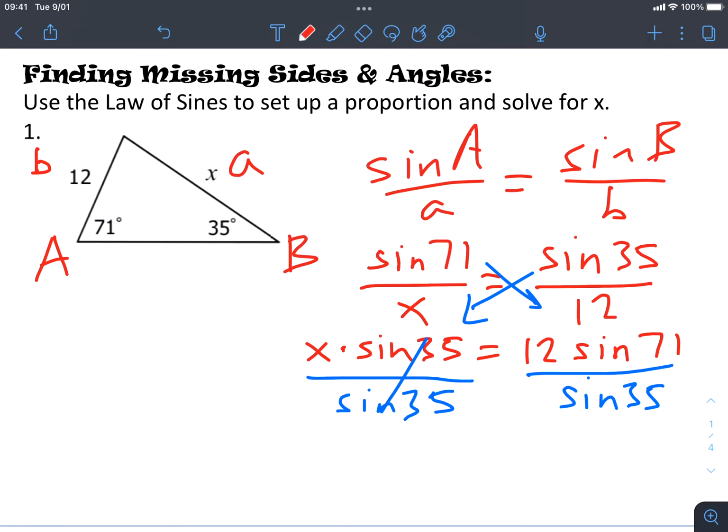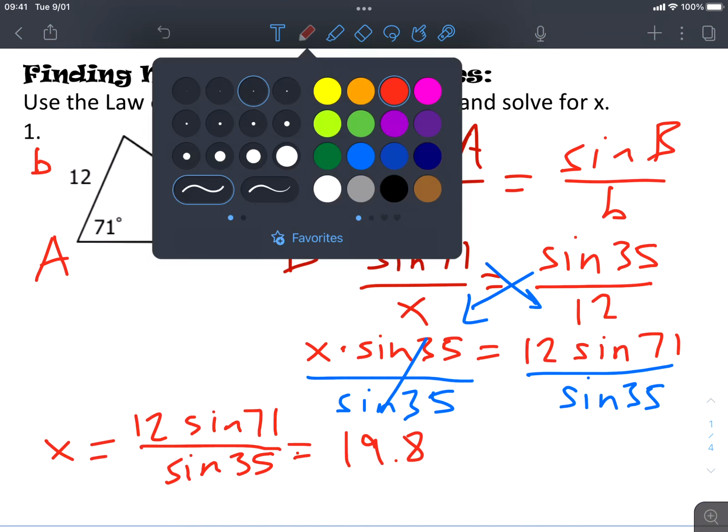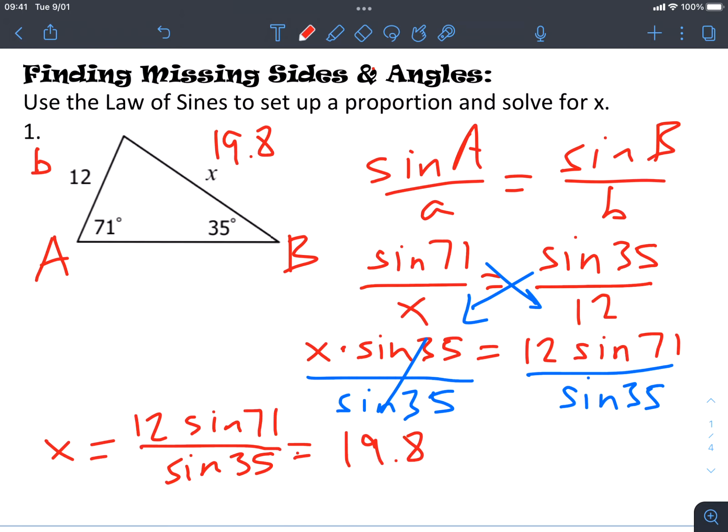So my final calculation to find x would simply be 12 times the sine of 71 over the sine of 35. You would take this and put it into your calculator, and you would roughly get 19.8 units. So our side length A, or x in this case, is equal to 19.8 units. Let's take a look at another example.